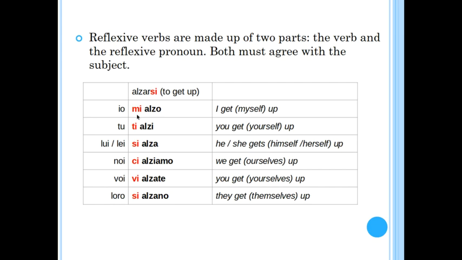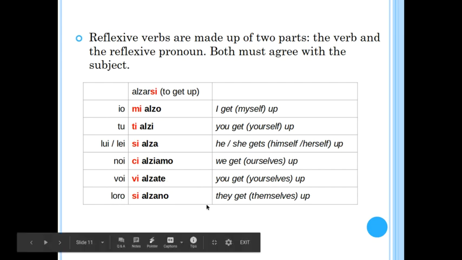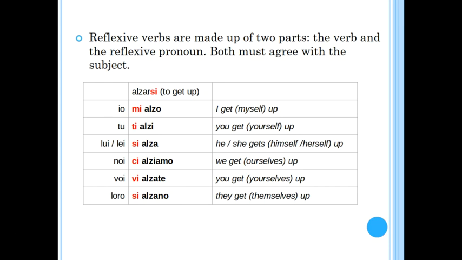So io mi alzo, tu ti alzi, lui o lei si alza, noi ci alziamo, voi vi alzate e loro si alzano. Okay, so make sure you have that in your notes and then unpause when you're ready to move on.